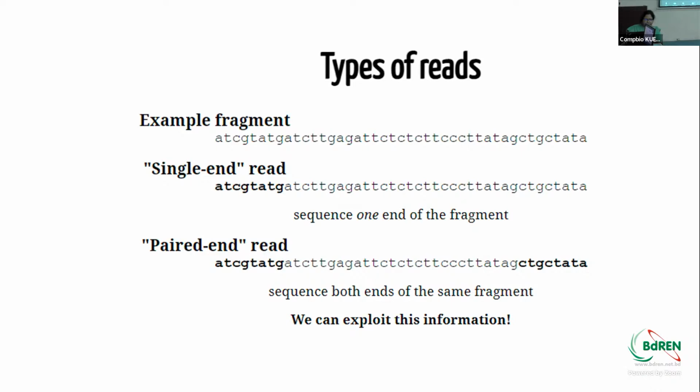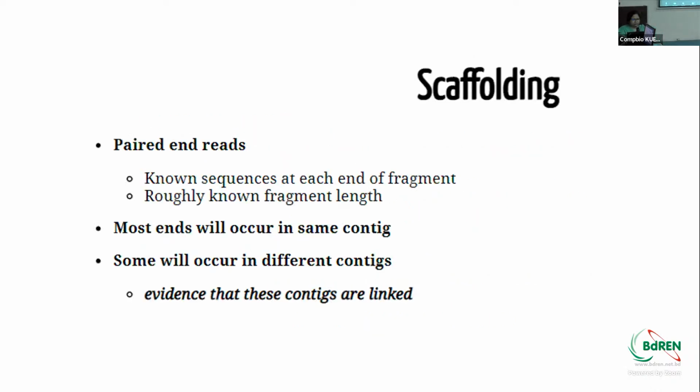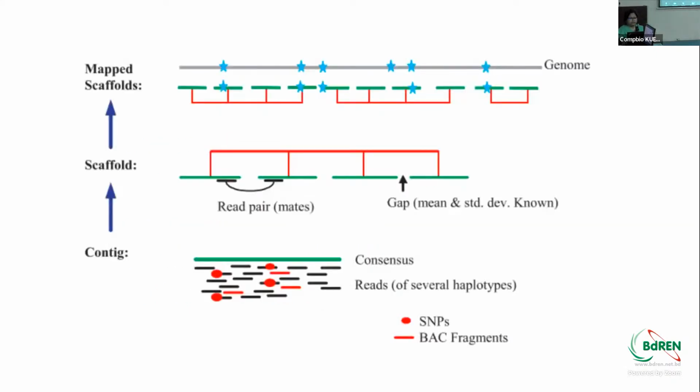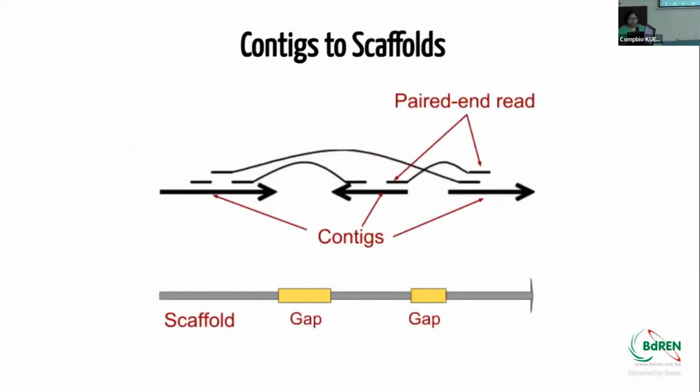Single end and paired end, I already talked about this. Paired end is actually better for scaffolding purposes. Scaffolding is filling up the gaps, right? These are the contigs and you can fill up the gaps to build the scaffold.